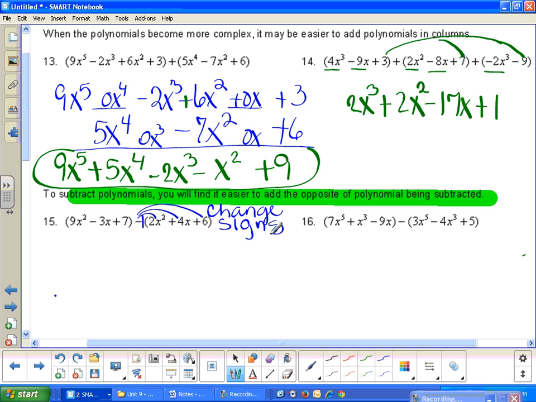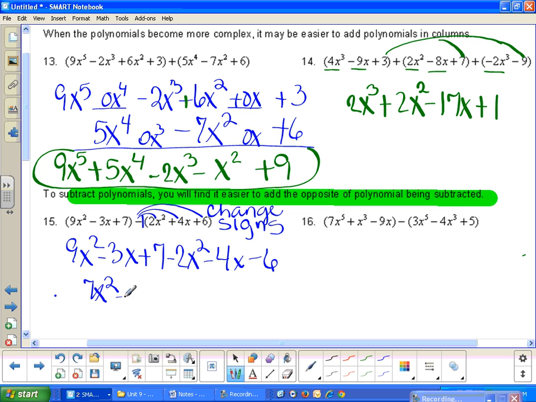So let's rewrite it. 9x squared minus 3x plus 7. This one, we'll rewrite that. This was positive, it's going to be negative. Positive, it's going to be negative. This was positive, it's negative. Now we're trying to correct it and combine like terms. 7x squared minus 7x plus 1.